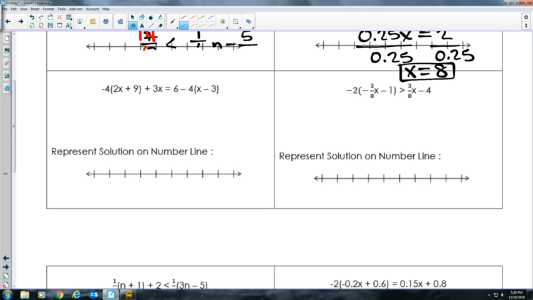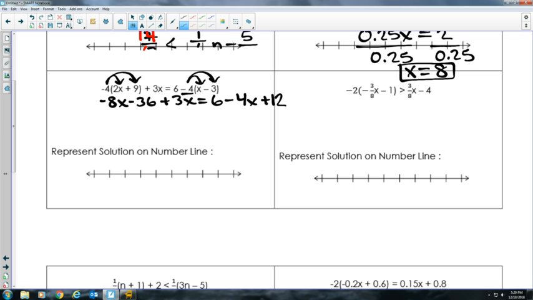Number 3. Negative 4 times 2x is negative 8x. Negative 4 times 9 is negative 36. Plus 3x equals 6. Make sure you're distributing everything. Negative 4 times x is negative 4x. Negative 4 times negative 3 is a positive 12.